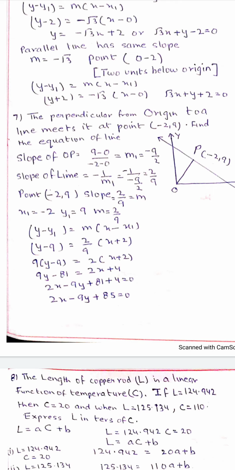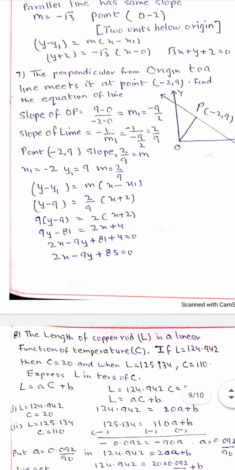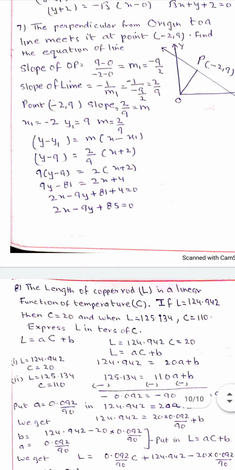So 9 minus 0 upon minus 2 minus 0 gives m equal to minus 9 upon 2. The slope of the perpendicular line is minus 1 upon m1, that is minus 1 upon minus 9 by 2, that is plus 2 by 9. So the point is (minus 2, 9) and the slope is 2 by 9. Equation is y minus y1 equal to m(x minus x1): y minus 9 is equal to 2 by 9 (x plus 2). Cross multiply and solve, we get the equation 2x minus 9y plus 85 equal to 0.